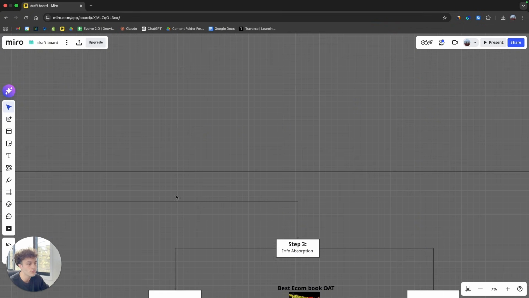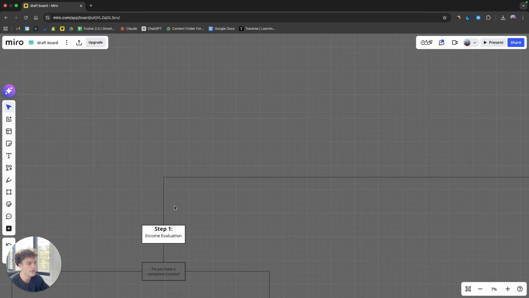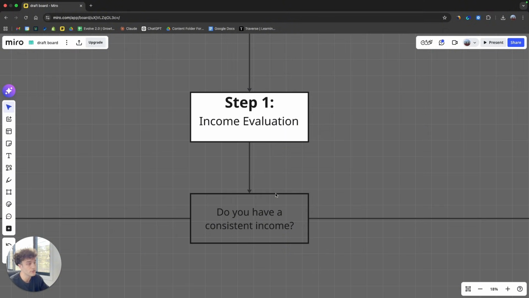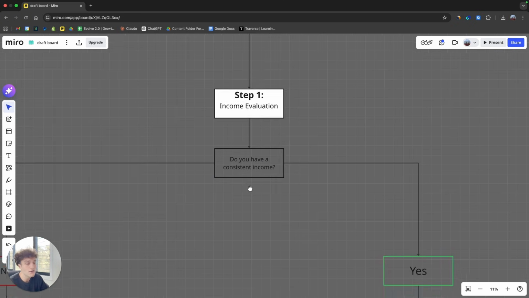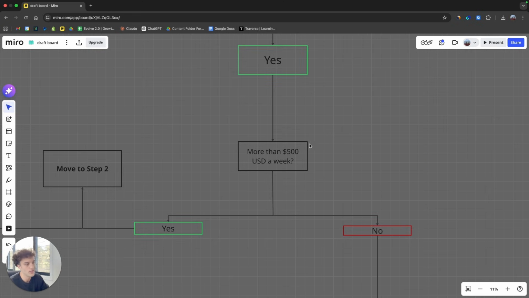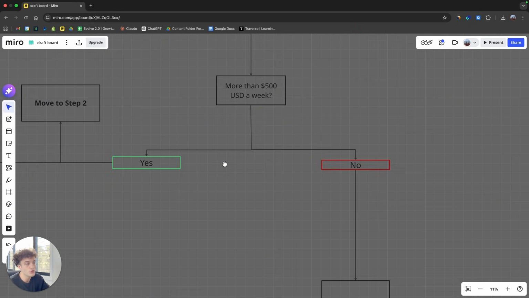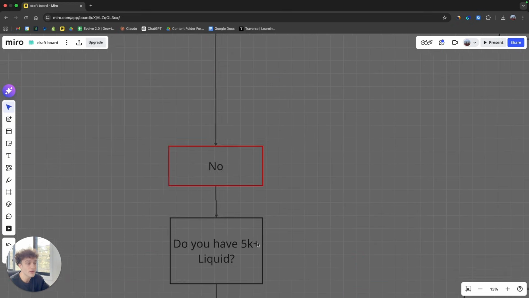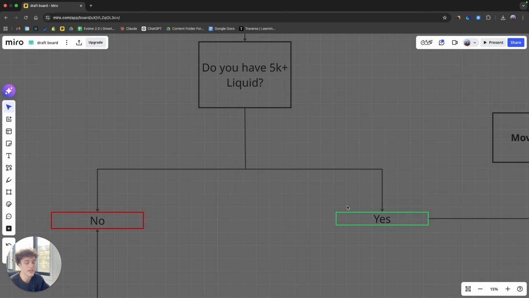So the first thing I would do is income evaluation. So many of you guys ask me, how much money do I need to start ecom? Is X enough? I make this much a week. This is going to be my answer to you, because if you have a job, that is the most important part. If you have consistent income coming in and it's more than 500 USD a week, which I'm pretty sure is below minimum wage, you are good to go. That's all you need. If you don't have income coming in, you should at least have 5K liquid.